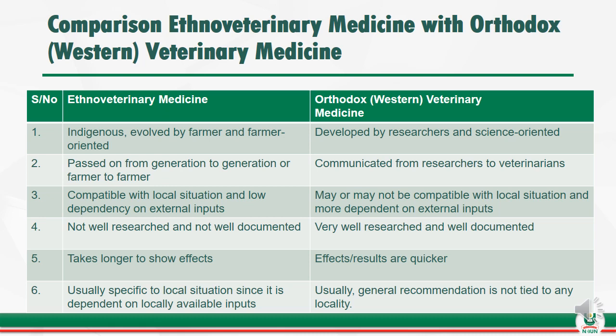Number 4, ethno-veterinary medicine is not well researched, and like we said earlier, not well documented, while orthodox veterinary medicine is very well researched and well documented. Number 5, ethno-veterinary medicine takes longer to show effects, while for orthodox veterinary medicine the results are quicker. And lastly, number 6, ethno-veterinary medicine is usually specific to local situations, since it is dependent on locally available inputs. But for orthodox veterinary medicine, general recommendation is not tied to any locality.